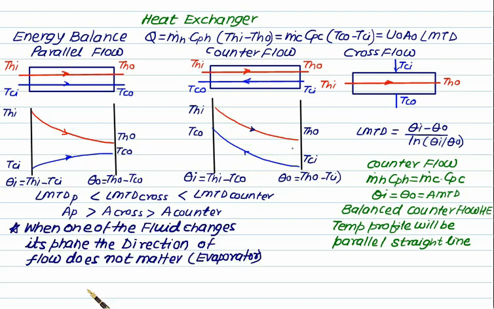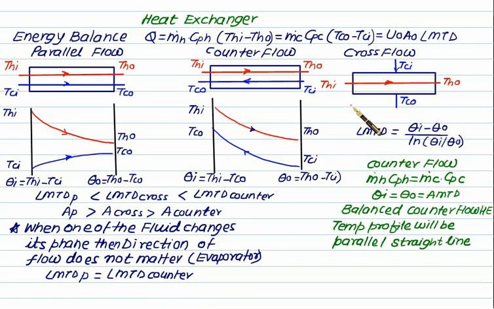If one of the fluids changes its phase, then the direction of flow does not matter. For example, an evaporator or a boiler. You can design on the basis of parallel or you can design it on the basis of counter flow. It does not matter if one of the fluids is going to change phase.